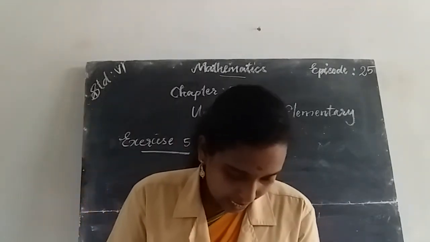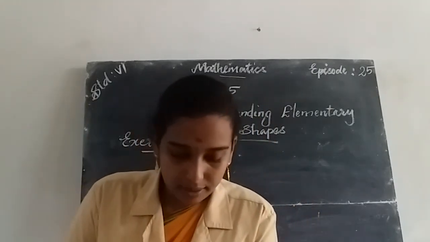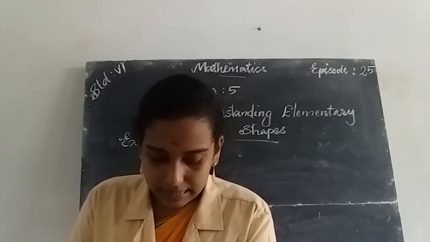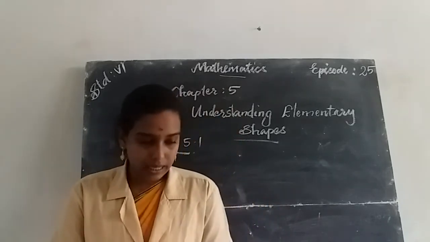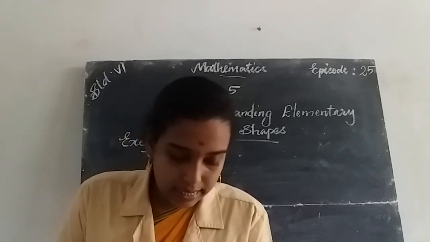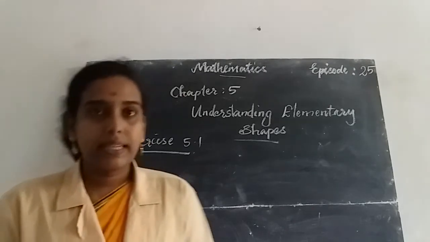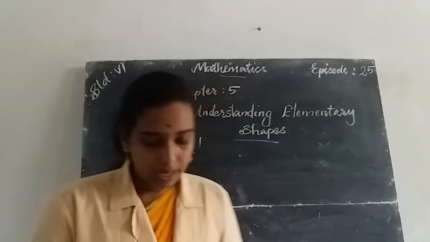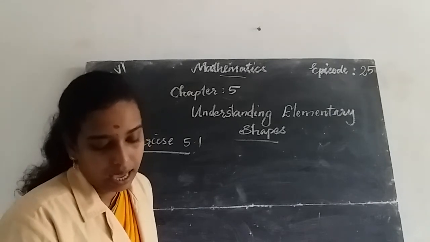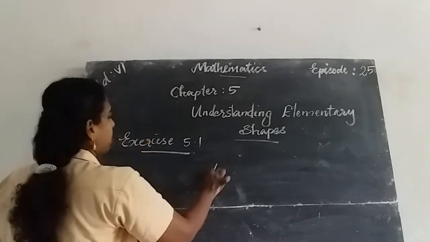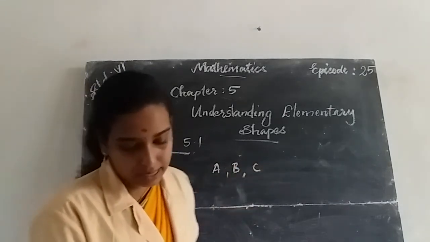The next question, fourth question: if A, B, C are 3 points on a line such that AB is equal to 5 cm, BC is equal to 3 cm and AC is equal to 8 cm, which one of them lies between the other two? So here the points on a line segment are A, B and C.